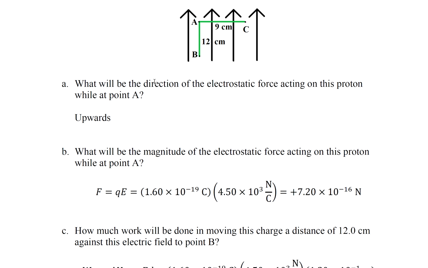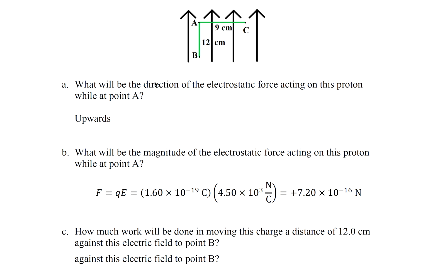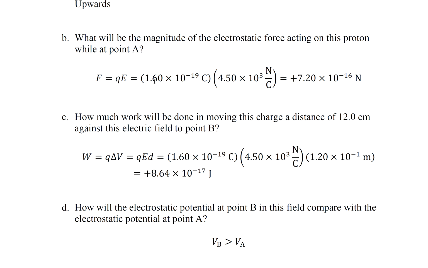Part B, what will be the magnitude of the electrostatic force acting on this proton while at point A? Well, F equals QE. Part C, how much work will be done in moving this charge a distance of 12 centimeters against this electric field to point B? So work is equal to Q delta V. V is equal to ED.